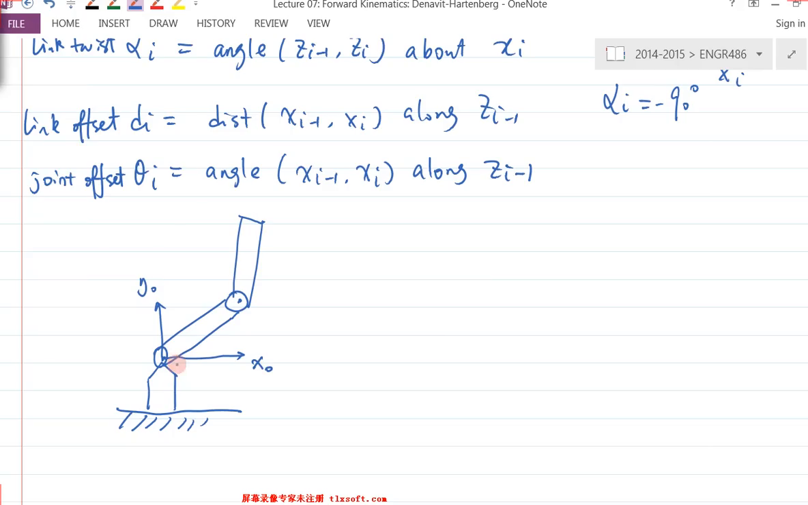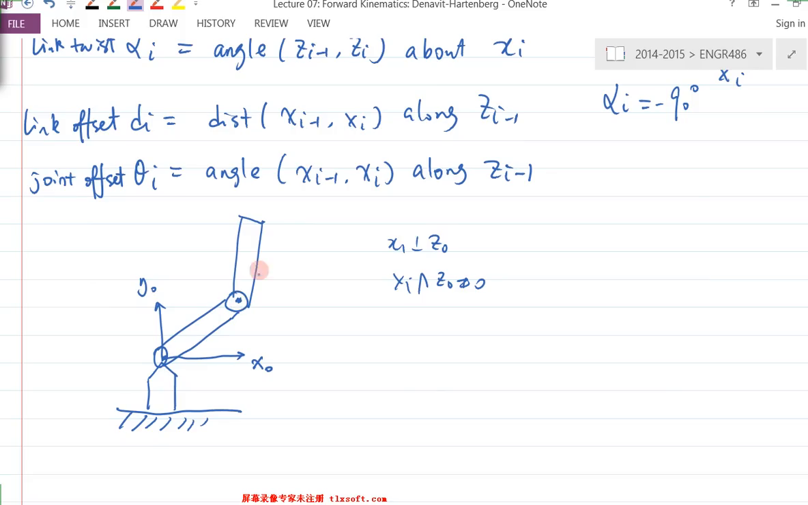Yeah. And this is Z0 here. Z1 is over here, right? Z1 and Z0 are parallel. They don't intersect. Then your X1 axis needs to be perpendicular to Z0, and it has to be intersecting Z0.